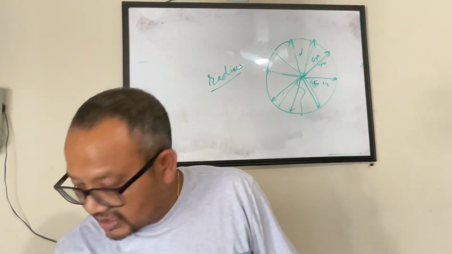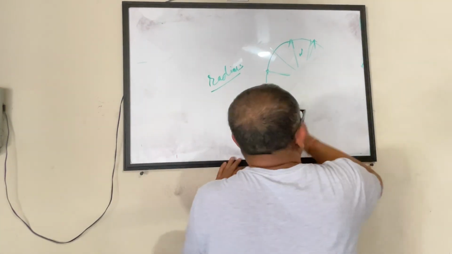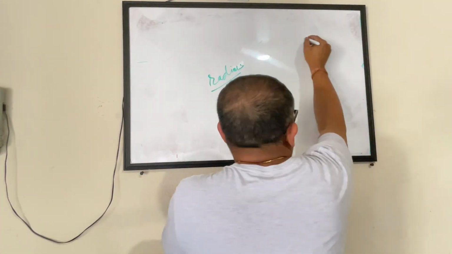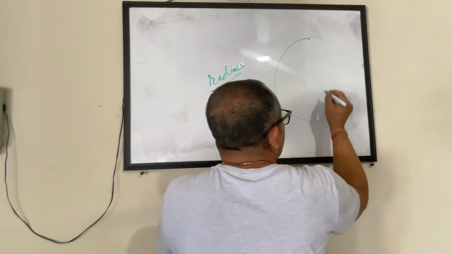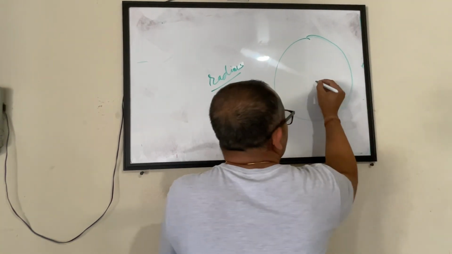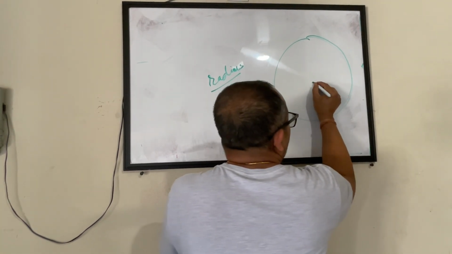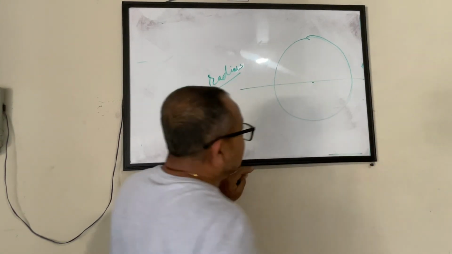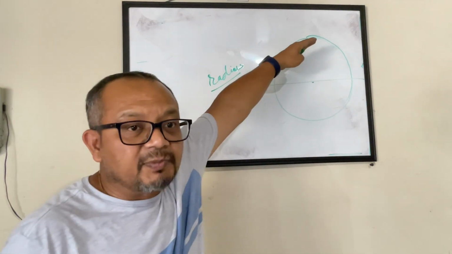Now, there are two things that we have learned about. Now, looking at this circle, this is the center. Now let's draw a line which divides this circle into two equal parts.